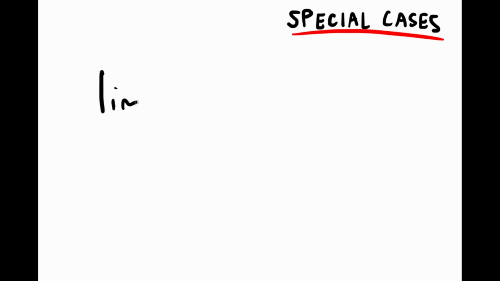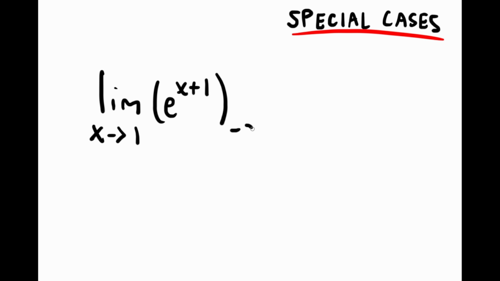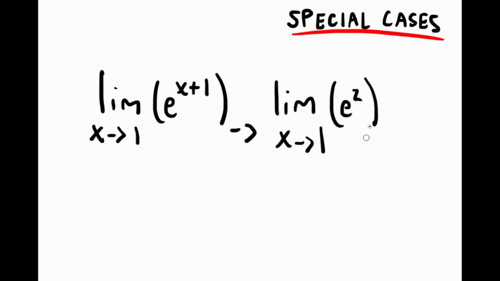Let's try to use an exponential value this time, which is 1 plus 1. Something like this, you would literally just substitute it once again. So this would just turn into the limit as x approaches 1, which is just going to be e squared.